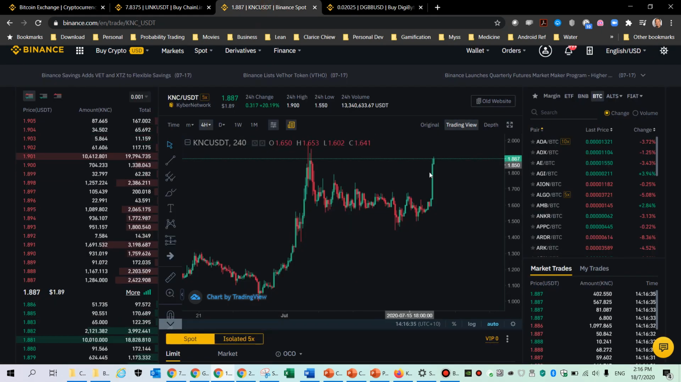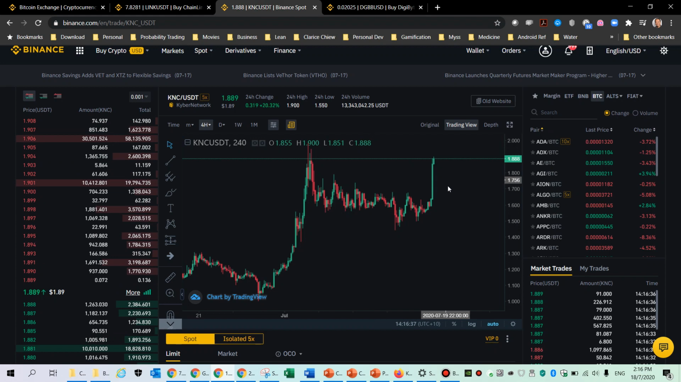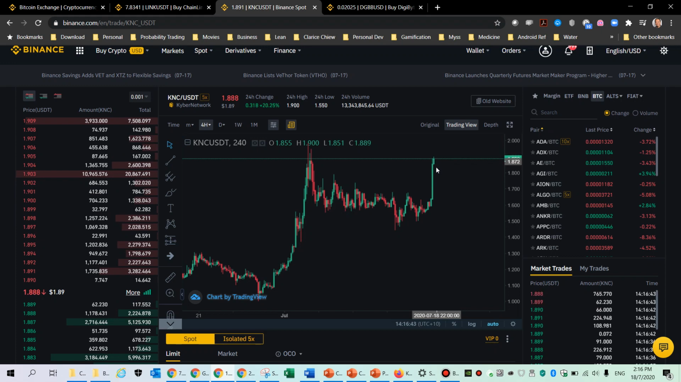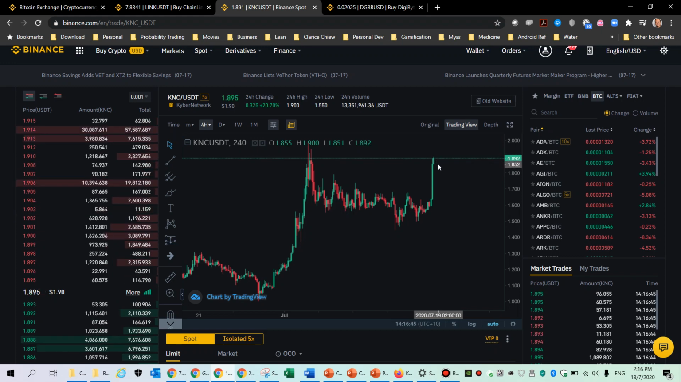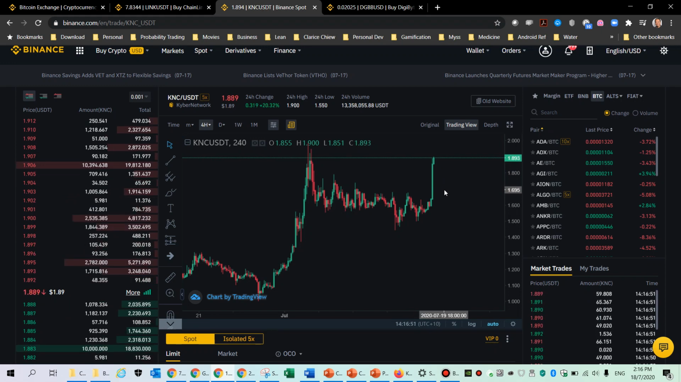So don't try to chase this. It should come back down. You see this little candle here? It should hold for the next 4 hours and then start coming back down. And that's when you would swap from Link to KNC.